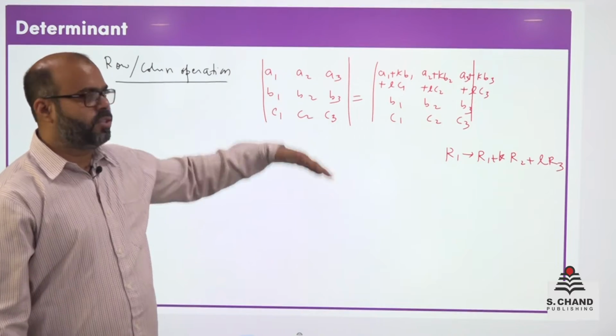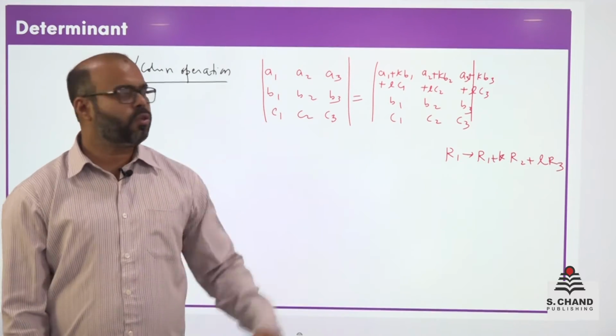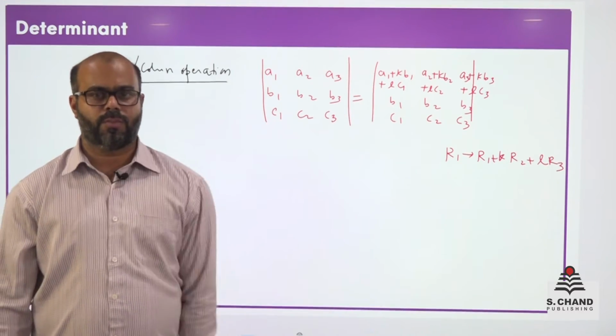This is a column operation. Similarly, you can do a row operation. This is a row operation. Similarly, you can do a column operation also.